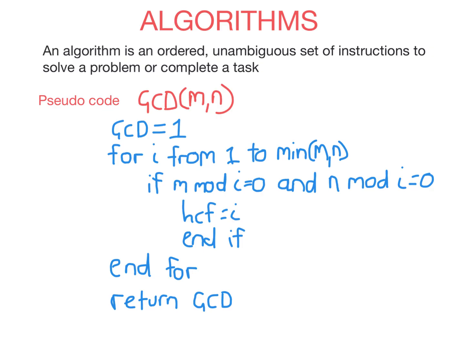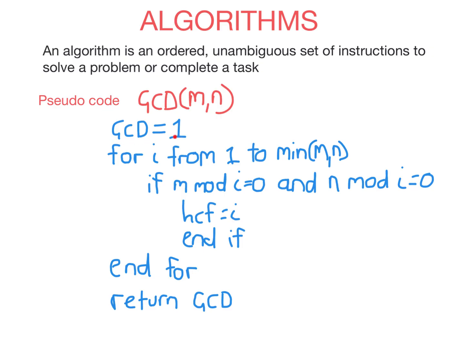Now this is written in what we call pseudocode. This just contains the instructions we would give to a computer, but we couldn't execute this algorithm by copying and pasting it into Python or C++ because the grammar wouldn't be correct. But this is what we'd tell the computer to do.